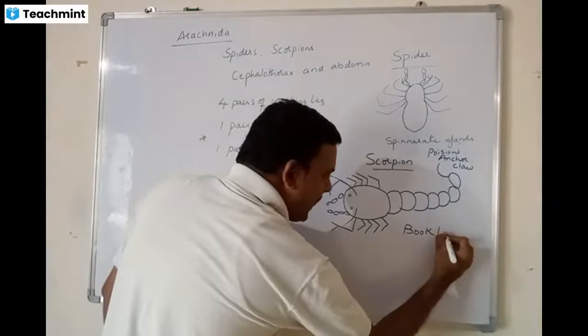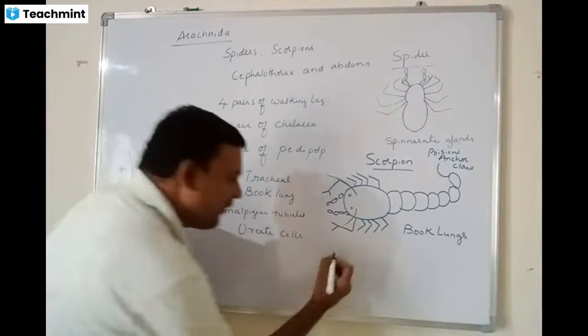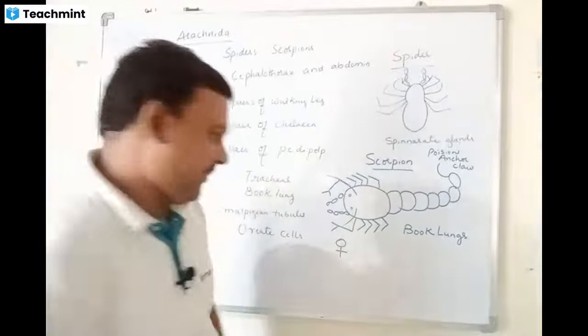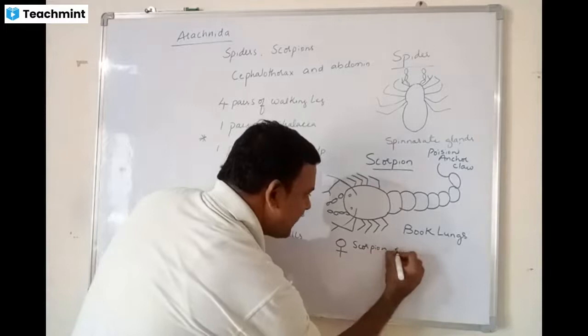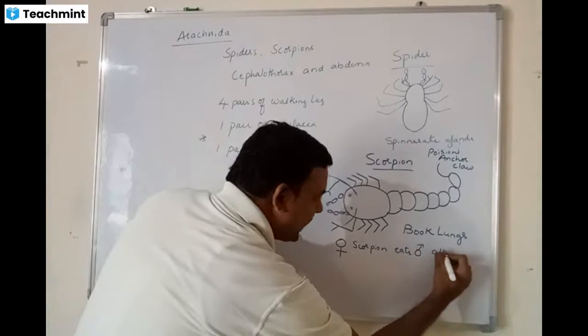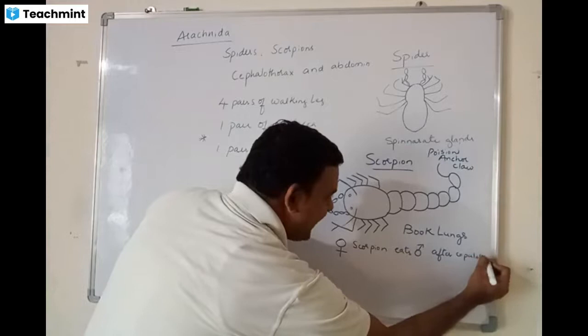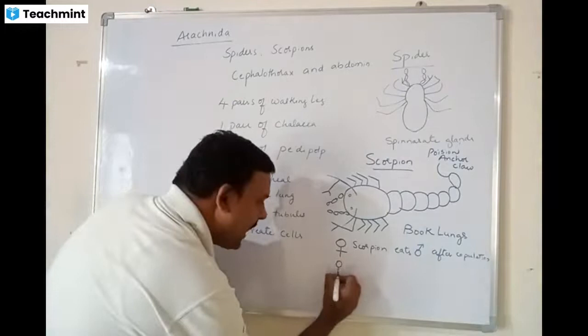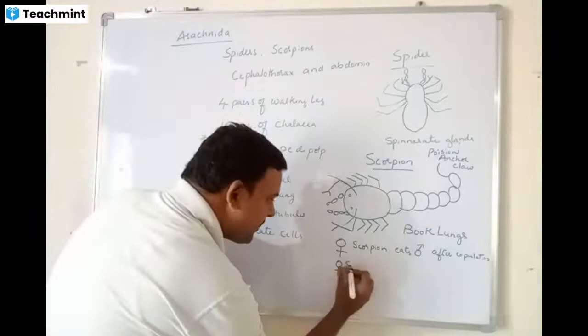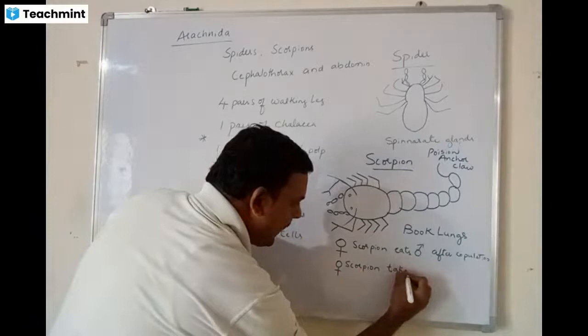And one more important thing, the female scorpion eats away the male scorpion after copulation. And this is a unique character we'll find in the animal kingdom with the scorpion only. And the second thing, this is the animal that started showing the caring of eggs. The female scorpions take care of eggs. Okay, so these are very important things.